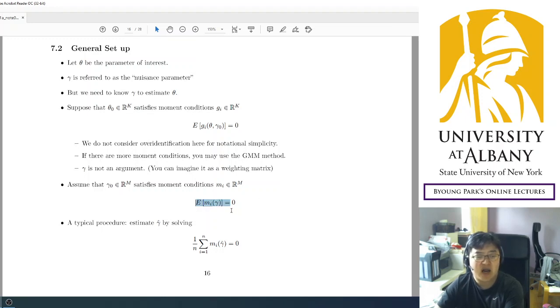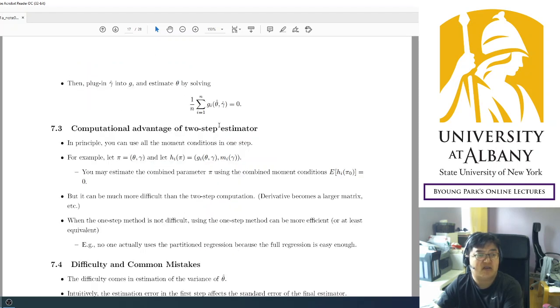First, I will estimate gamma from this GMM method. So use the GMM method to estimate gamma from this moment, and then plug gamma hat into the moments for theta, and then estimate theta by another GMM method. So the first GMM is the first stage estimator, and the second GMM is the second stage estimator. You may use GMM or least squares, whatever you want. That is not a big difference. But the point here is two-stage estimator.